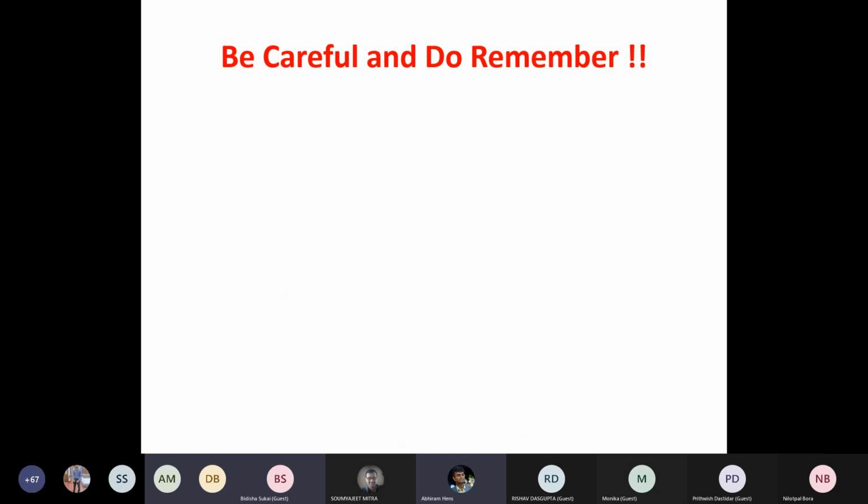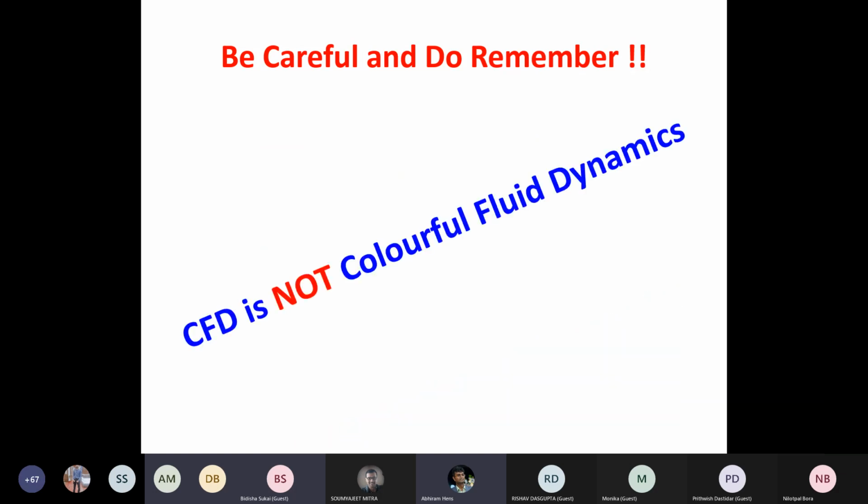Be careful and do remember that CFD is not colorful fluid dynamics, because it generates a lot of colorful results. The contour plots look very good to us, look attractive to us, but you should not rely on them blindly. It is computational fluid dynamics. The results, whatever you are getting, you have to be very careful about their reliability.